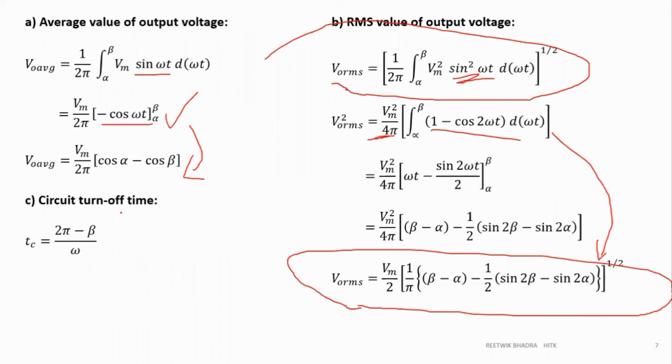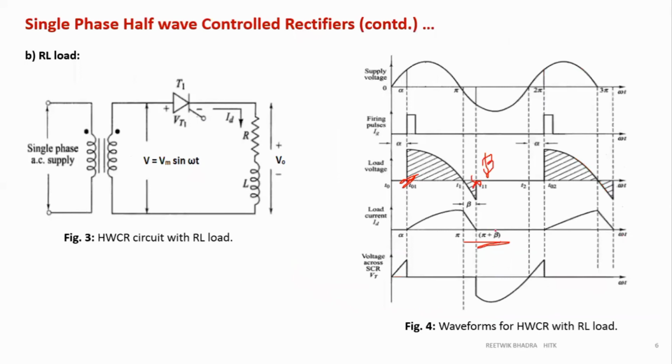Okay, next very important thing that comes over here is circuit turn off time. So what is that circuit turn off time? At this point beta, the circuit turns off. What is my time period? 2 pi. So at this point, 2 pi minus beta, during this time the circuit is off.